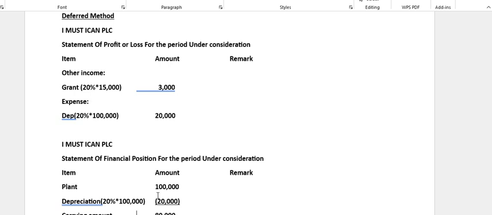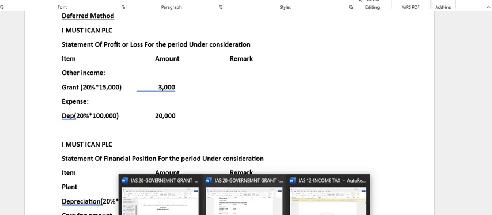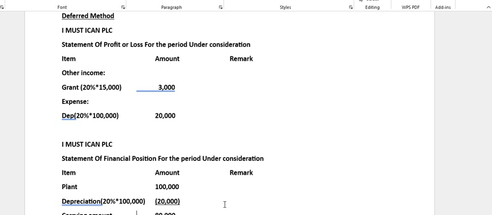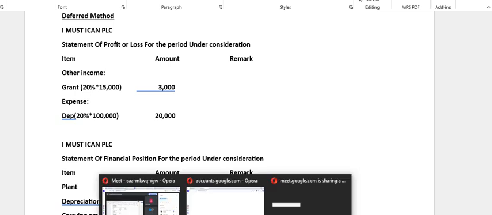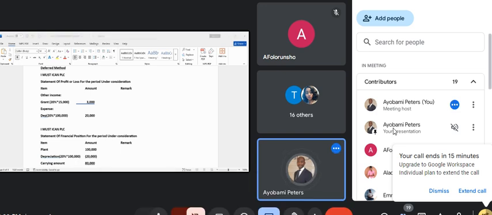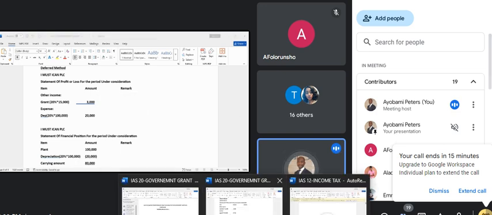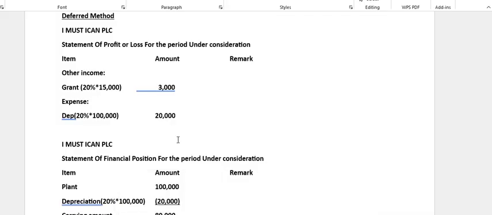But under the deferred method, we are going to have what we call systematic recognition of the grant and the likes. So that is that for that. Please, let's really run through this one. We have just about 15 minutes. Now, this is how to do it. Grant is 15,000. Recognize the first year at 20%.